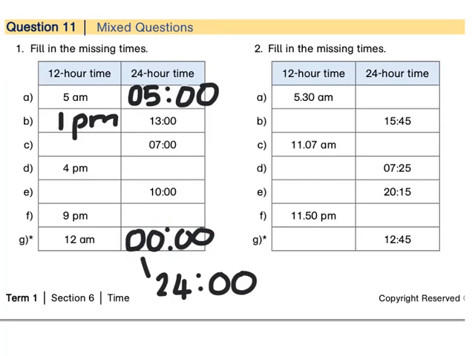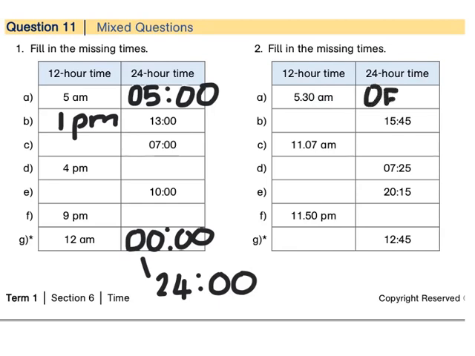Use what you have learned and press pause to complete all of 1 by yourself now. Number 2, let's continue. Again, we must fill in the missing times. For A, our 12-hour time is 5:30 a.m. It's a.m., which means it's in the morning, so only 5 hours have passed in the day.